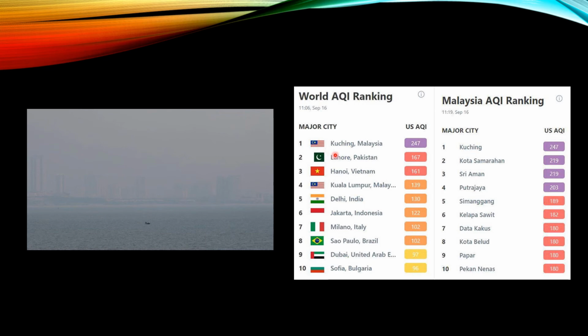Okay, Malaysia and haze is a seasonal thing, I think. During the dry season, there is a high chance that we will experience haze in certain parts of the country. So there was a time that Kuching actually had a reading that was as high as 247. Okay, so this has created a lot of health issues among those living near these areas.